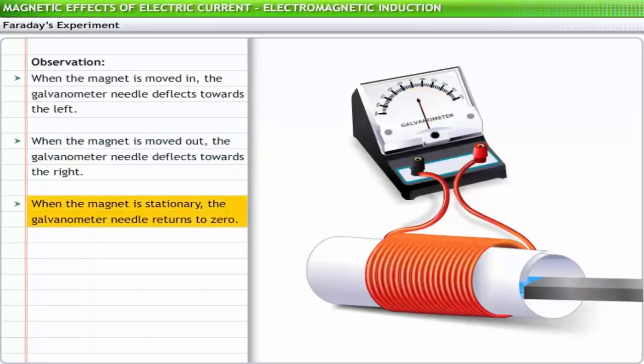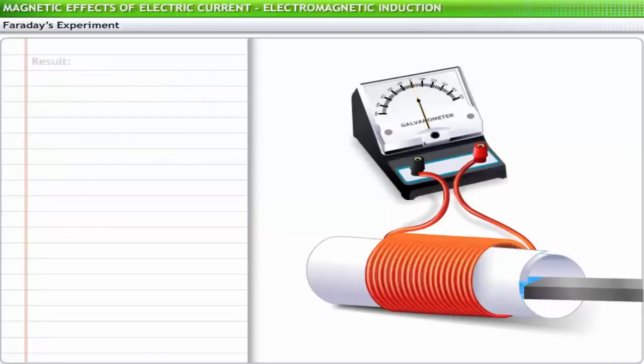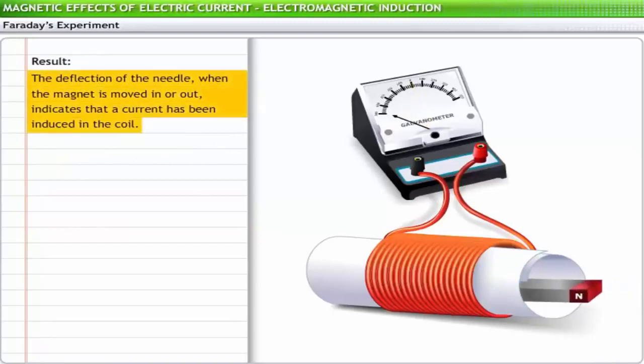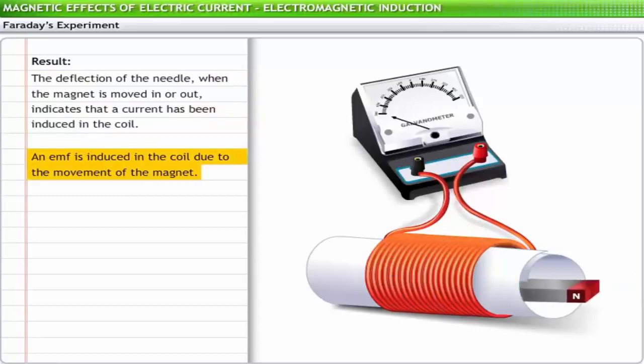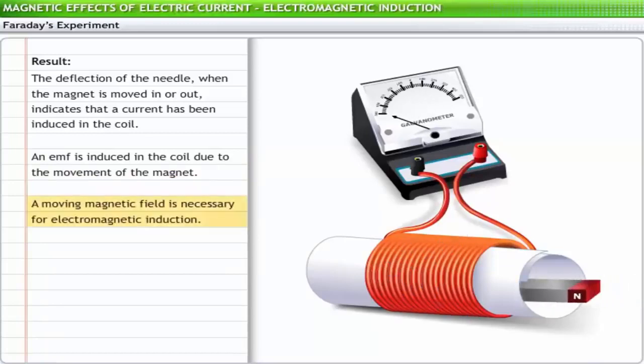If the magnet is not moved inside or outside the coil, meaning the magnet is stationary, the needle immediately returns to zero. The deflection of the needle when the magnet is moved in or out indicates that a current has been induced in the coil. Thus, an EMF is induced in the coil due to the movement of the magnet. Faraday's experiment confirmed that a moving magnetic field is necessary for electromagnetic induction.